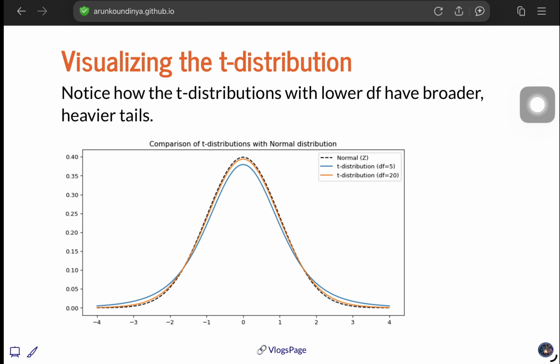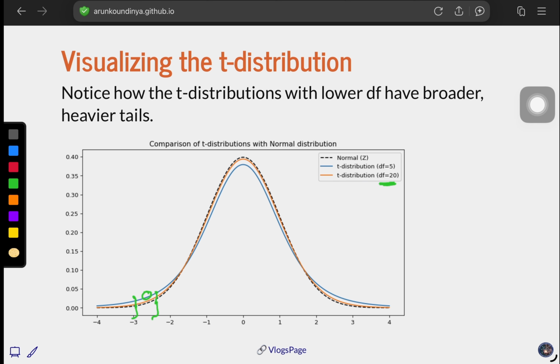Now this is a simple distribution, as you can see here. The blue is degrees of freedom equal to 5. You can see the heavier tail. It means the confidence is not so great because there is a higher probability that it could fall anywhere here, like it is occupying this probability space as well. But as you increase the sample size, which is nothing but your degrees of freedom increasing, it tends to become a little bit normal at 20, and maybe at 30 here it becomes more normal.